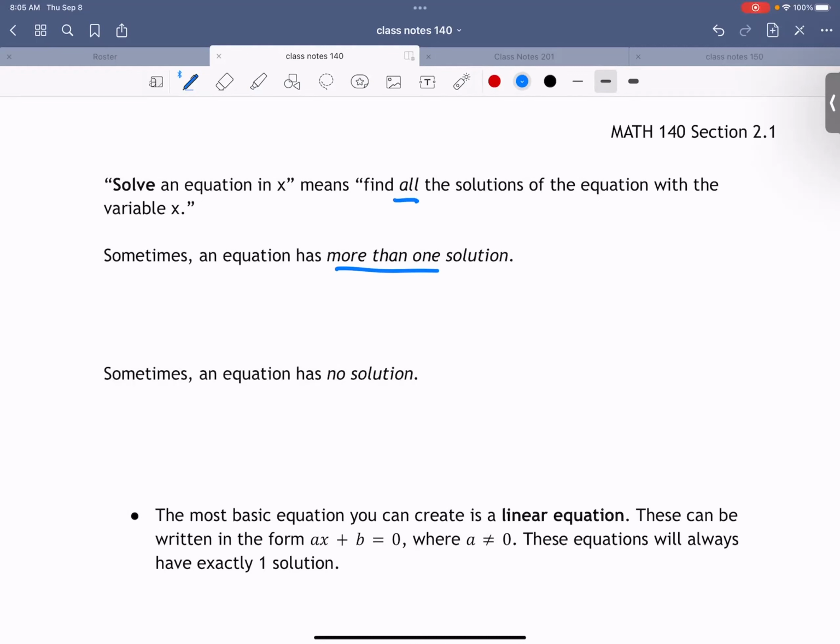Yes, we're on the back of page 1. More than one solution. I'm not going to pick on you, I promise, Winnie. What about this one? x squared equals 4. How many solutions does this equation have?